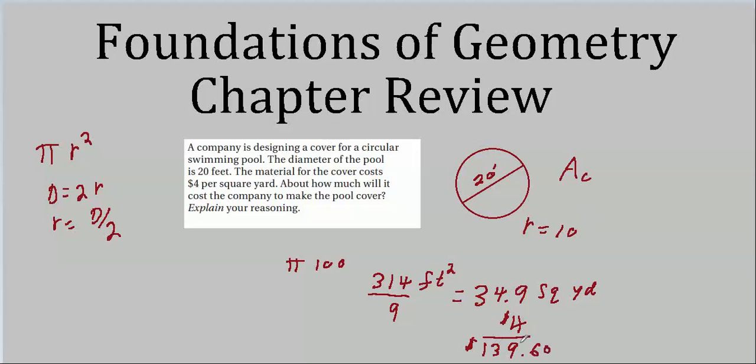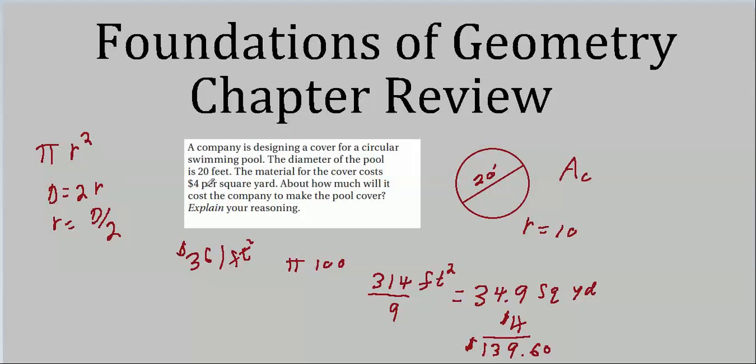All right. The other way to do this is to compute the cost per square foot, which would be 9 times $4, or $36 per foot squared. And if you believe that, you'll believe anything. It couldn't possibly cost more per square foot than per square yard. A square foot's way smaller than a square yard.